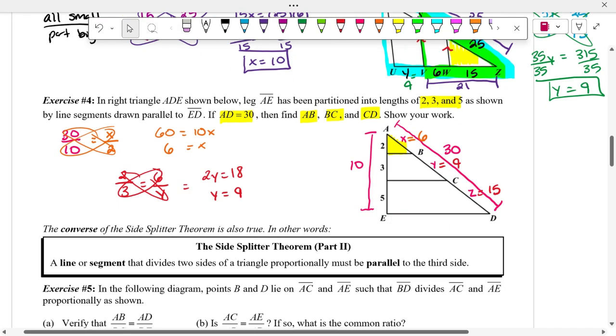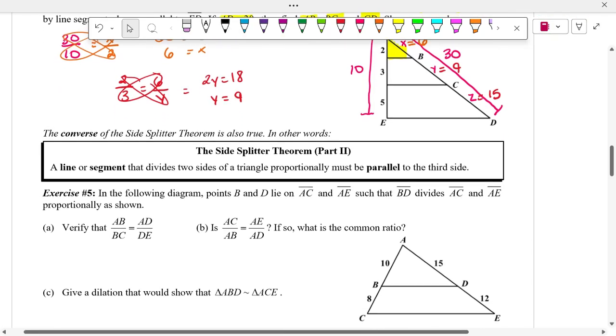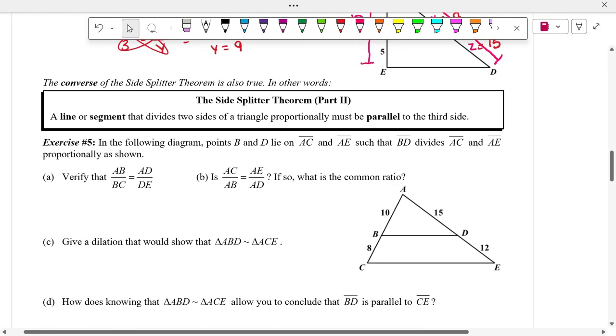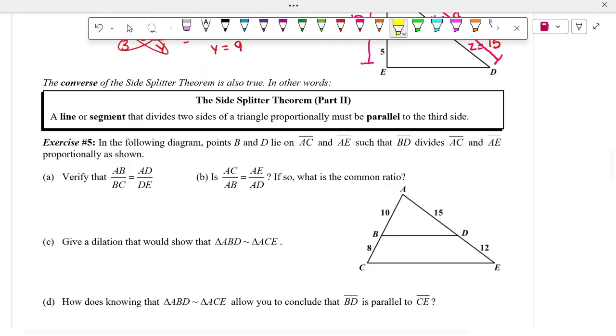All right, so now the converse of the side splitter theorem. It's just saying, if a line or segment divides two sides of a triangle proportionally, then it's parallel to the third side. So basically, originally we start with if two lines are parallel, then the sides that get split by that line are proportional. It's backwards because that's the converse. Proportional means parallel.